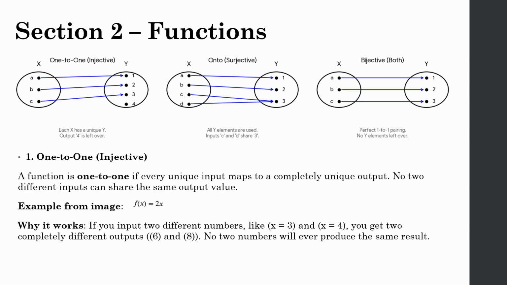Example from the image, f of x equal to 2x. Why it works? If you input two different numbers like x equal to 3 and x equal to 4, you get two completely different outputs, 6 and 8. No two numbers will ever produce the same result.